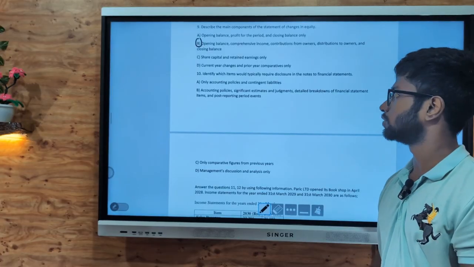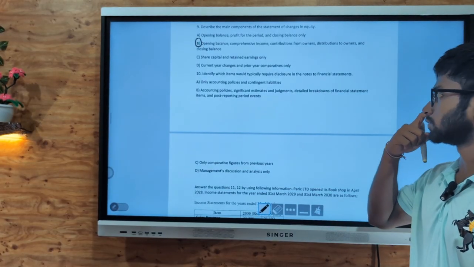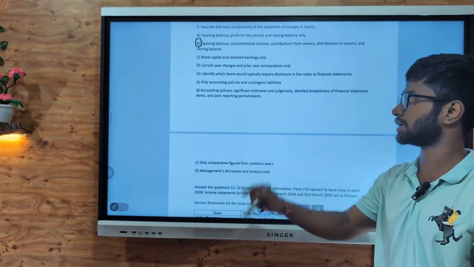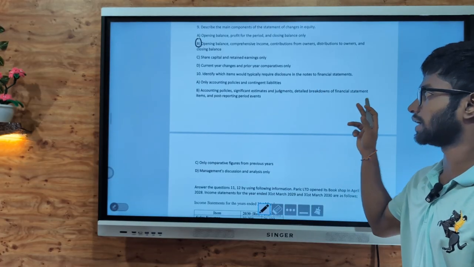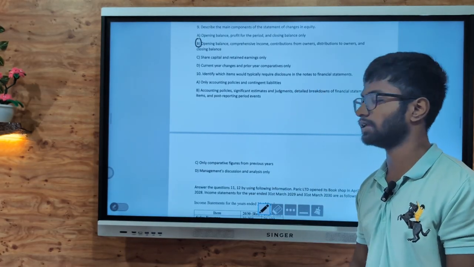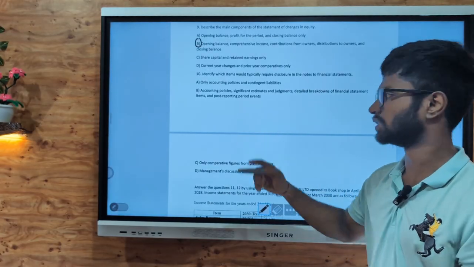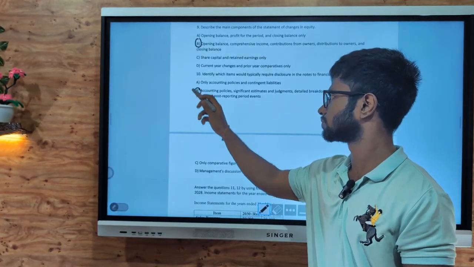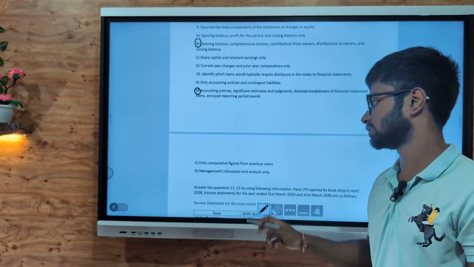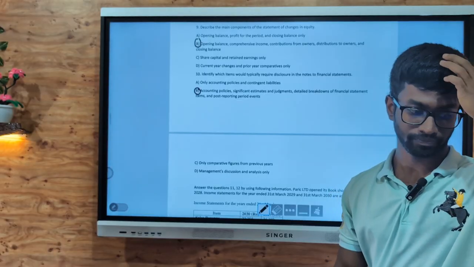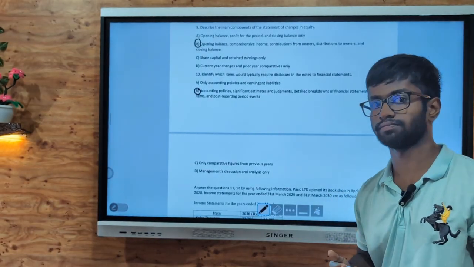Next, identify which item would typically require disclosures in the notes to the financial statements. Notes would require only accounting policies and liabilities? No. Policies, estimates, breakdowns of financial items, post-reporting period events, all of that. Remember, we came across that when we were doing the theory part. Only comparative figures and previous years, that is wrong. Management discussion and analysis, not only that. Then we can move on to the next section.